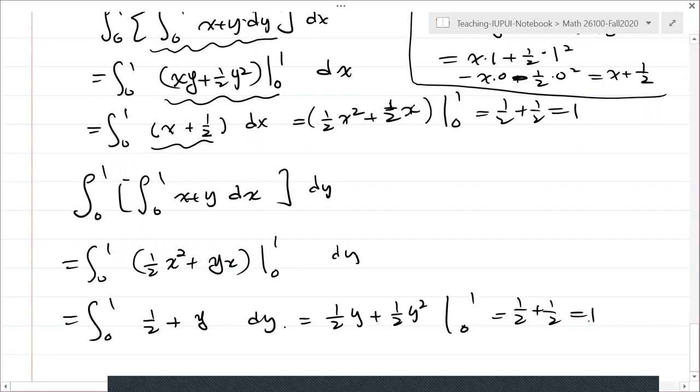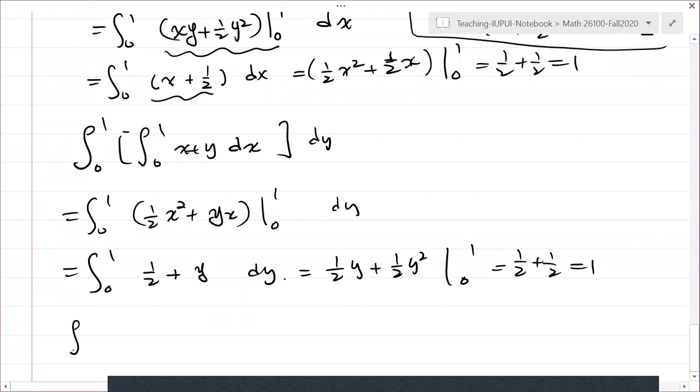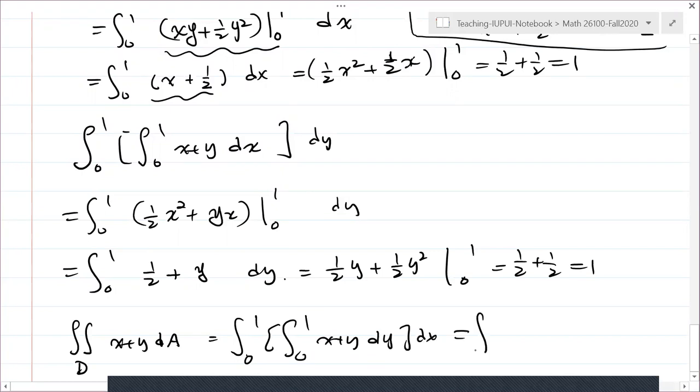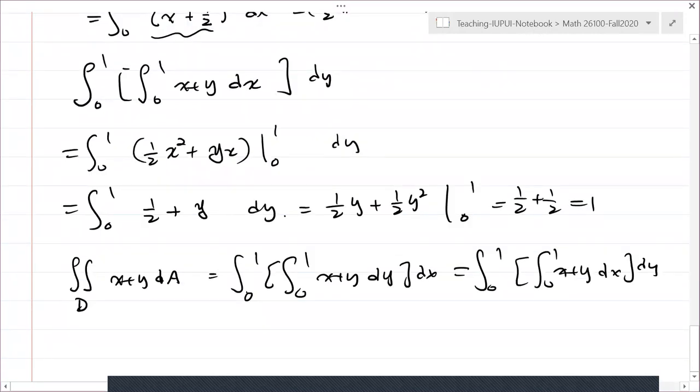And it's not surprising. They're equal for this particular function. Not only equal, they also equal the double integral. So we got this double integral is going to be equal to the iterative integral, okay, x plus y dy dx, and it's going to be the same. All right, so you can try another function. You find out this is always true. You'll be surprised. Yes, it is always true.